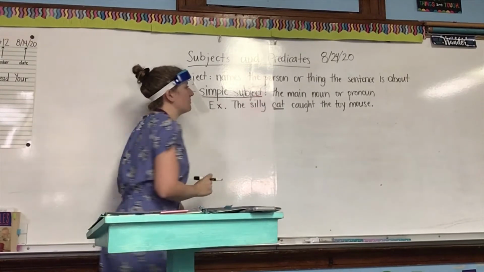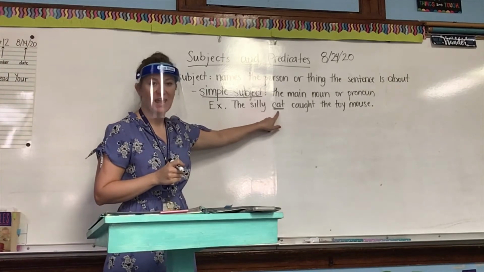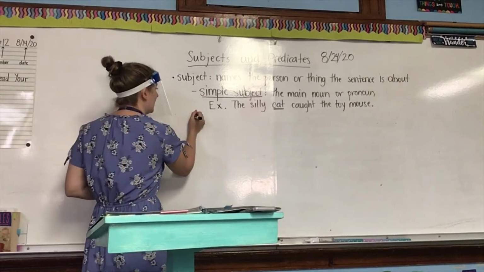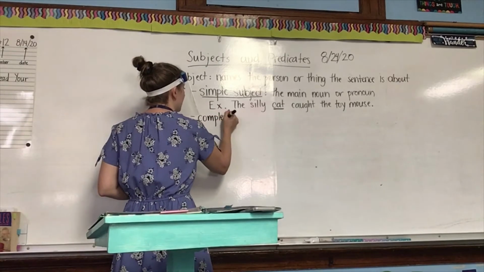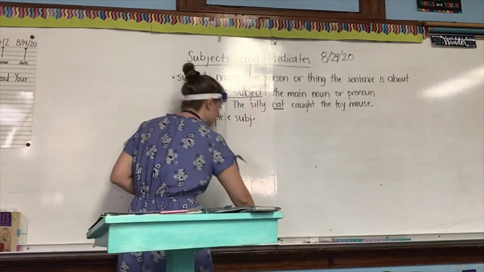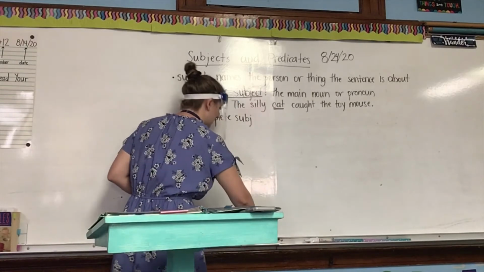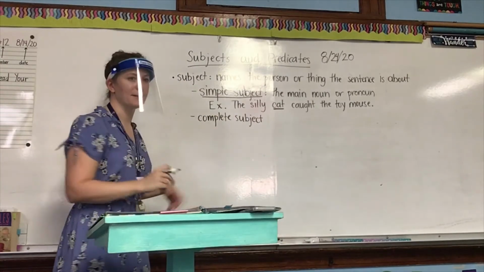The simple subject is just the main noun or pronoun. In this case, it is cat. Now, the complete subject. That is right. I don't know why I thought I was writing a C, but I was writing an E.